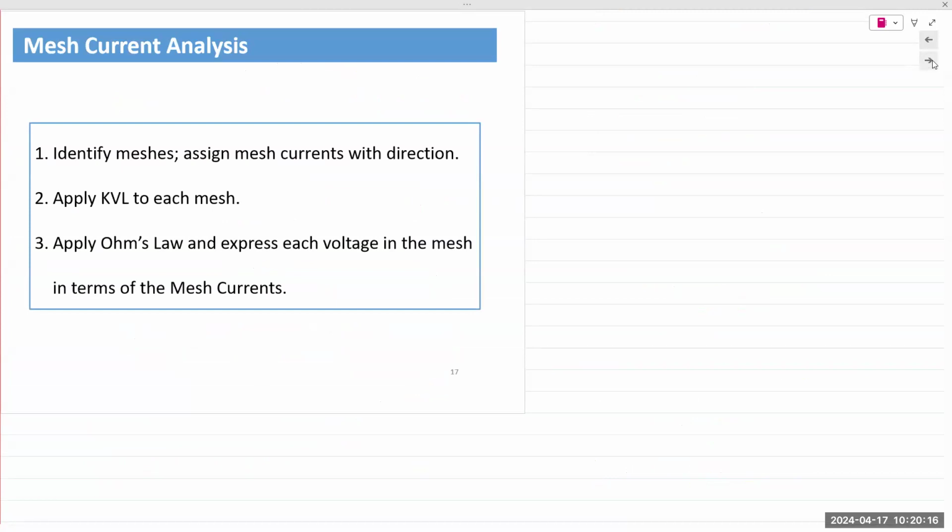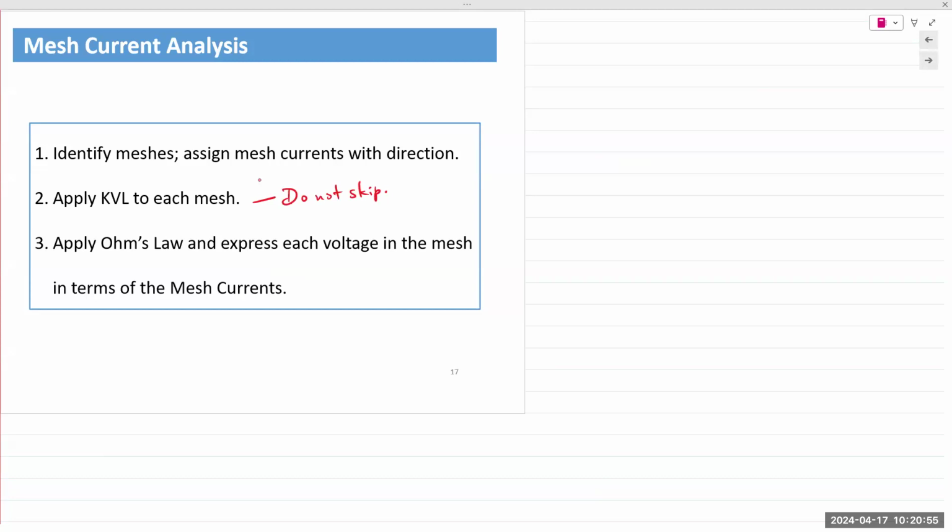Three steps. First thing is identify the meshes, assign mesh currents, assume a direction, clockwise, counterclockwise, doesn't matter. I always suggest choose clockwise for all currents. That way it keeps things simple. Then you apply KVL to each mesh. All you're doing is summing up the voltages with the technique that you're comfortable with. Write out all of the voltages before you apply Ohm's law. Okay, do not skip that step.